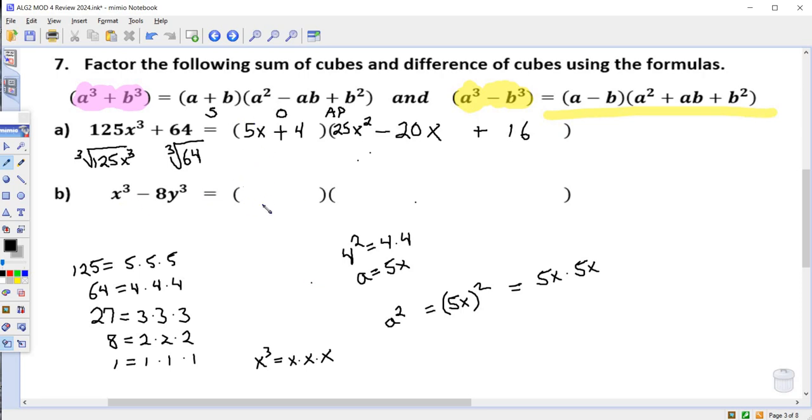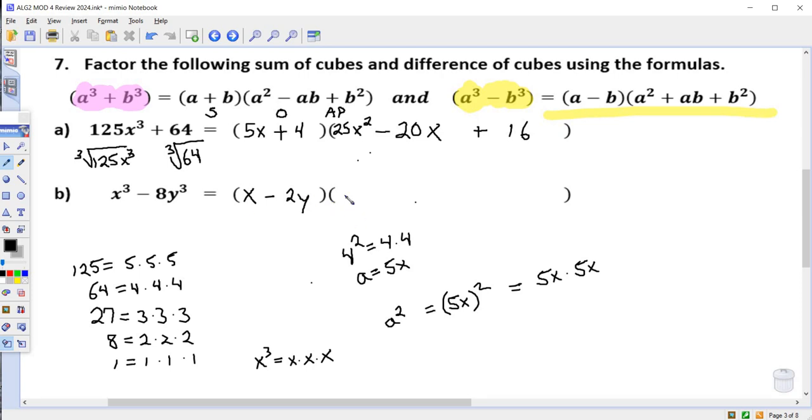Let's go to this difference of cubes. Okay, we need the a. So the cube root of x cubed is x, because x times x times x is x cubed. The cube root of 8y cubed is 2y, because 2 times 2 times 2 is 8, and y times y times y is y cubed.